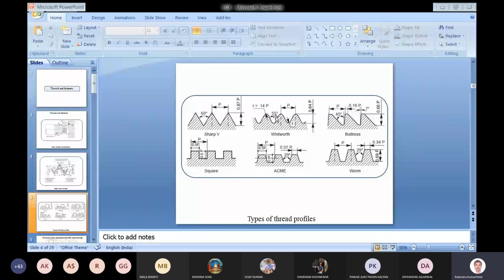Like for sharp V thread, we have pitch as shown here from the distance between crest to crest, and the depth of the thread has been shown as 0.87 p. In this case there is a round part in the thread, so for that, a radius has been mentioned. And there is another thread, that is buttress thread. Here the angle of the thread is 45 degrees, and the rest of the dimensions, given in terms of pitch, are shown here.